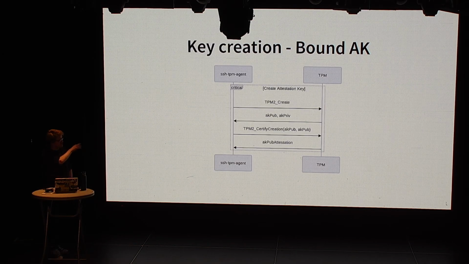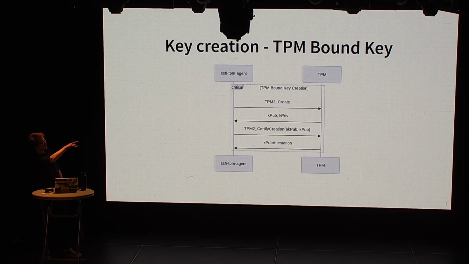So the way this works is that for the bound key, we run the tpm-ca-create command, which gives us back the attestation keys. Certify creation is what we do to make sure that the key itself is part of the TPM. So this is the agent communicating with the TPM. We do the same dance again for the TPM-bound key: we do creation, and then we certify the creation. And that's going to give us the attestation of the keys.